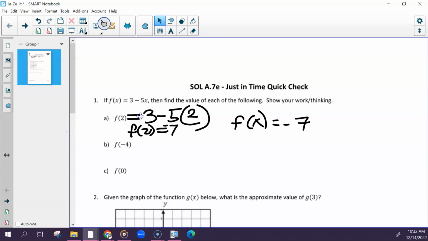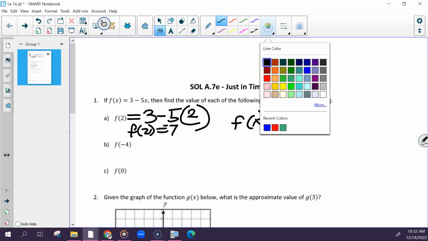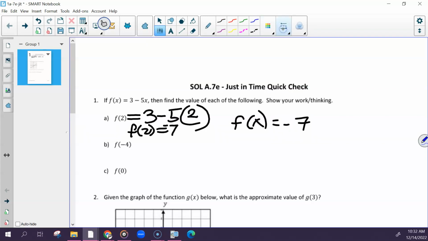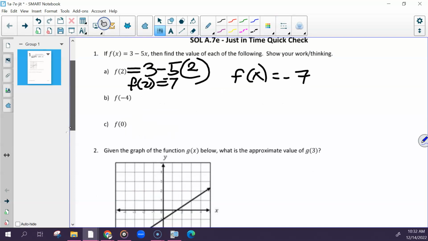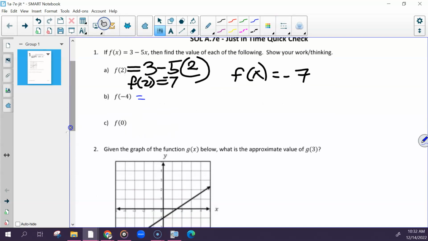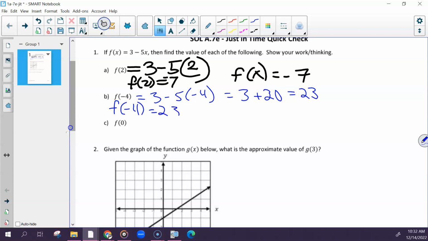Or I can do it. Okay, so same thing, we would put -4 in for x, and then figure out what that would be. So I'm going to actually just do all the work. 3 plus 20, so 23. So f of -4 equals 23, or f of x equals 23.